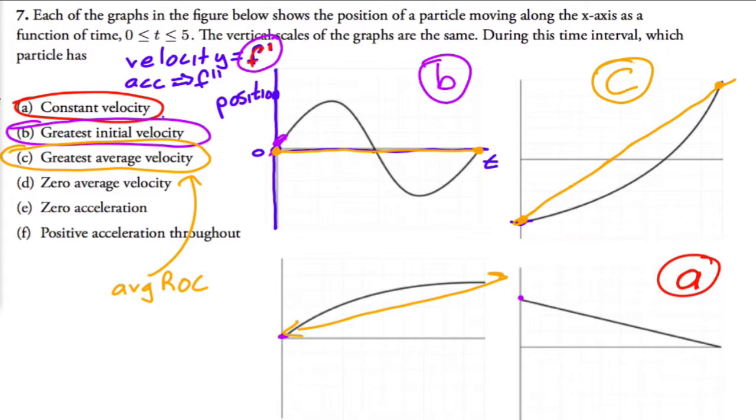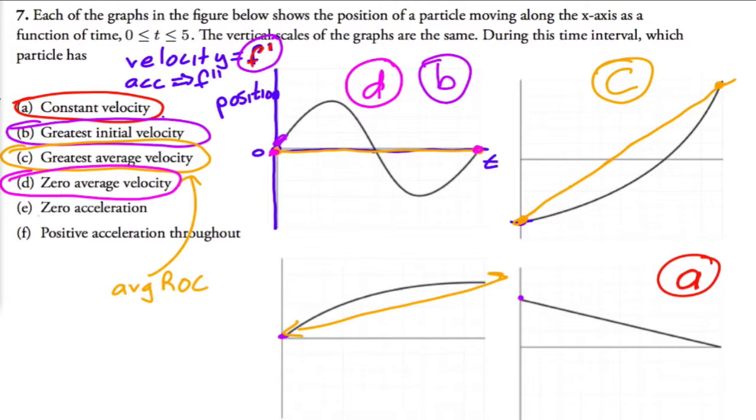Okay. Now, which one has 0 average velocity? Well, we just talked about that. And it would have to be this one right here. This one has 0 average velocity. So this one satisfies D.